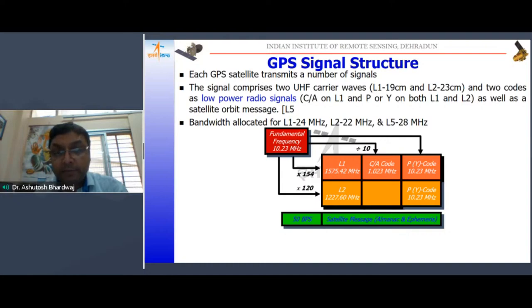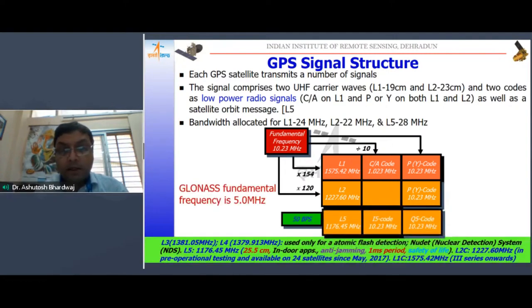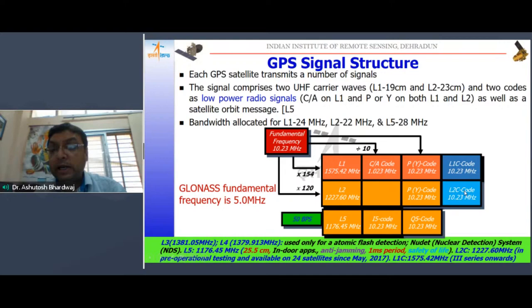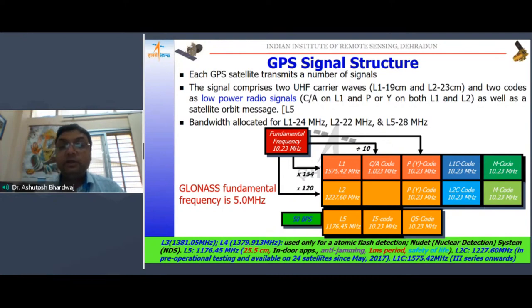Now with the development of time, new systems also came, and then the L5 carrier wave has been added now for indoor applications, anti-jamming features, search and rescue operations, and safety of life operations. So this L5 signal with I5 code and Q5 code has been added, whereas the L1C code and L2C are also added, along with the M code for the military. So that's why I was telling, this is the current scenario of the GPS signal structure.